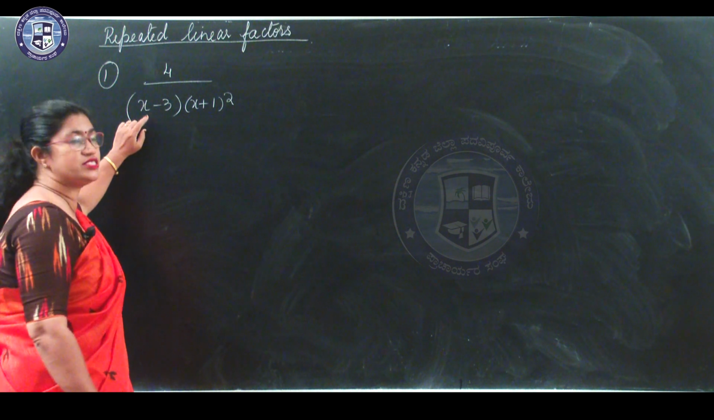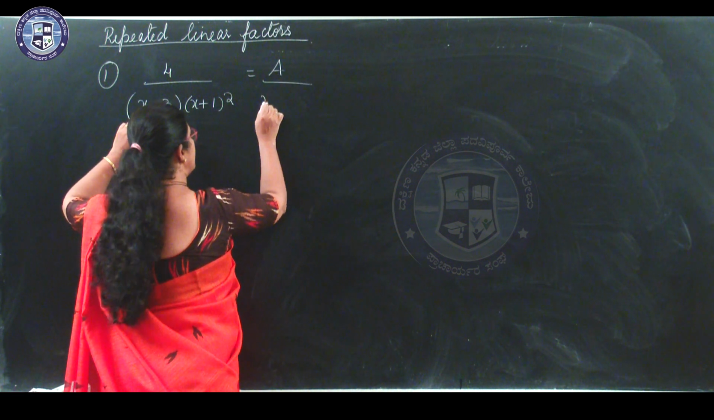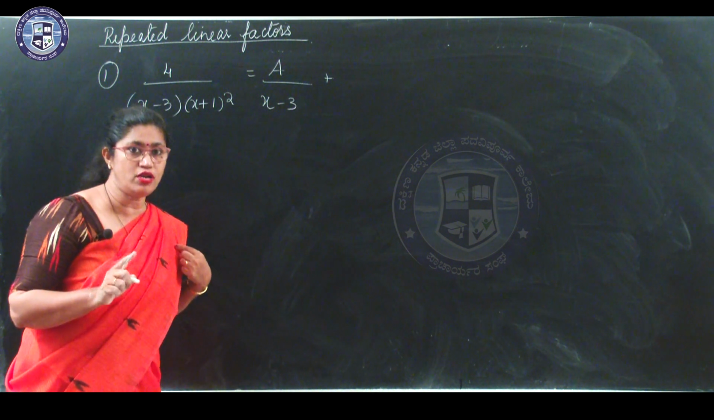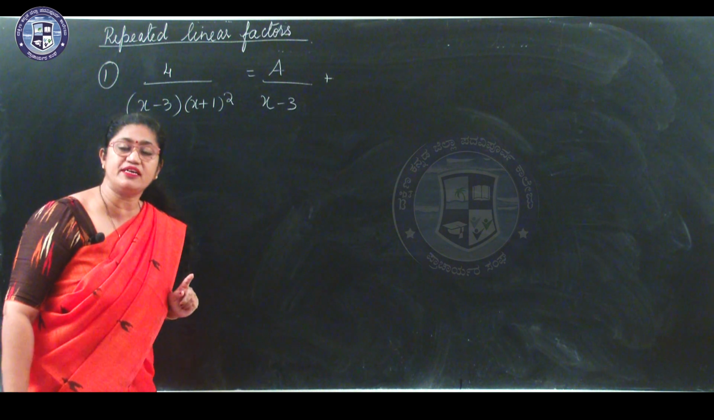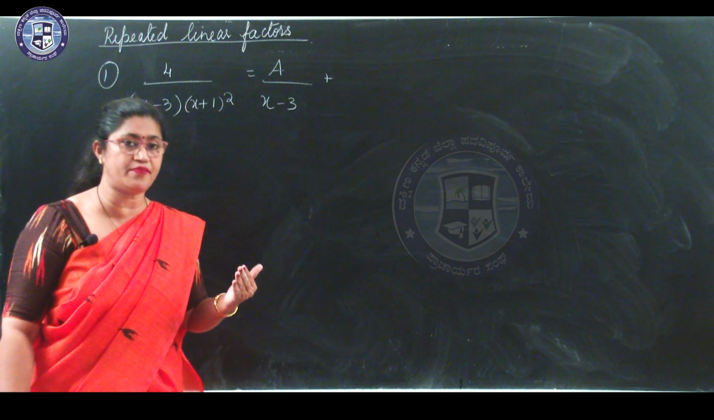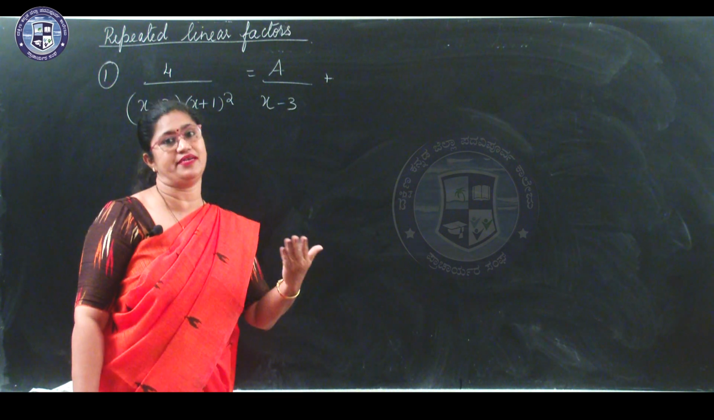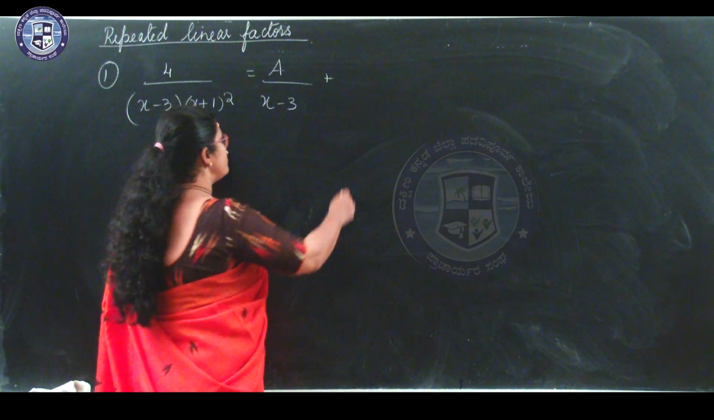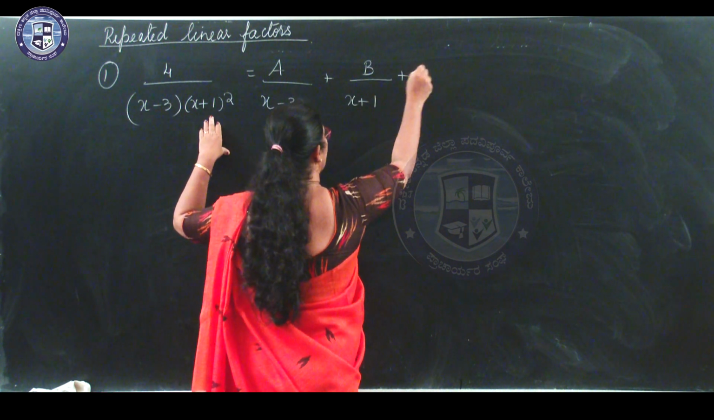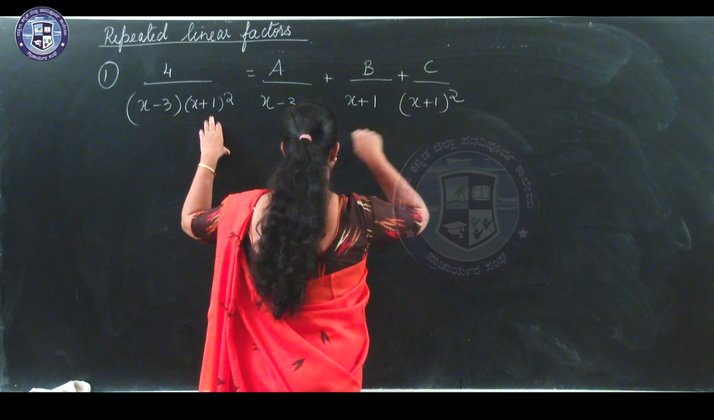First write the one which is not repeated. So, I will write this as A by (x minus 3) plus. Now, remember the rule: when there is a repeated factor, we have to repeat it twice. Remember it this way, the factor that is repeated has to be repeated twice. So, that will be B by (x plus 1) and C by (x plus 1) the whole square.